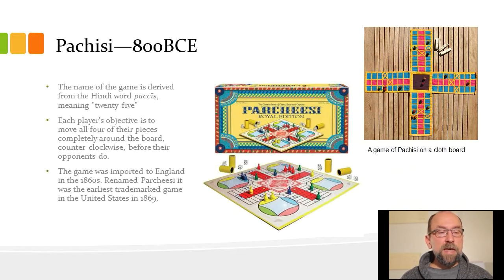So Parcheesi is a game that was invented in India in 800 BCE. So a very, very old game. It's derived from the Hindi word, which means 25. And this, again, is a chase and take game, or chase and catch game. Really, you're just trying to move around the board counterclockwise, and the first person that gets to the center. In Parcheesi, you're on a cloth board, again, moving counterclockwise till you get to the center.